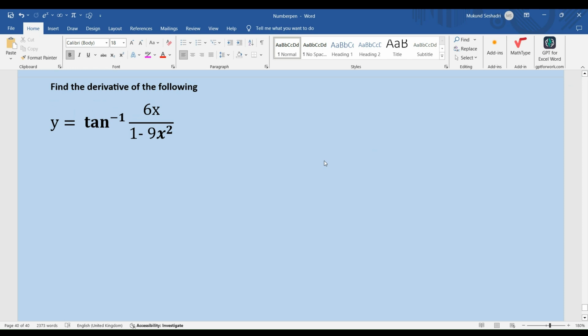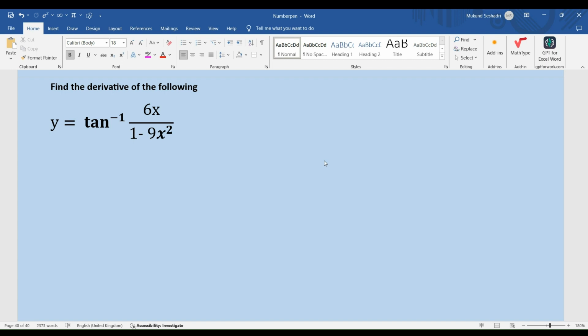So there we have the problem on the screen. Find the derivative of the following. Y equal to tan inverse of 6x divided by 1 minus 9x square. So again, an explicit function where y is expressed in terms of x, but we have a term tan inverse, and inside the tan inverse we have a rational function 6x divided by 1 minus 9x square, right?